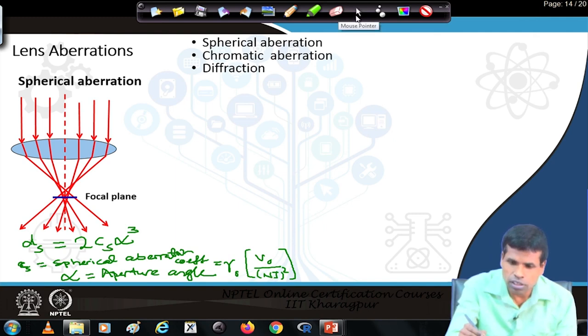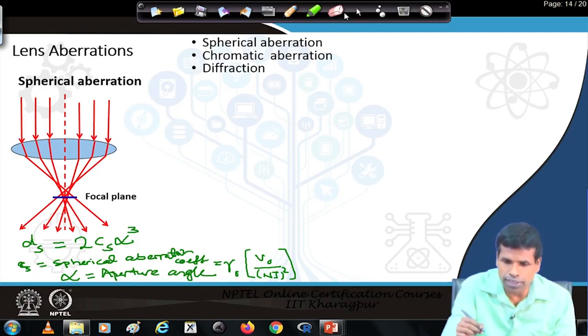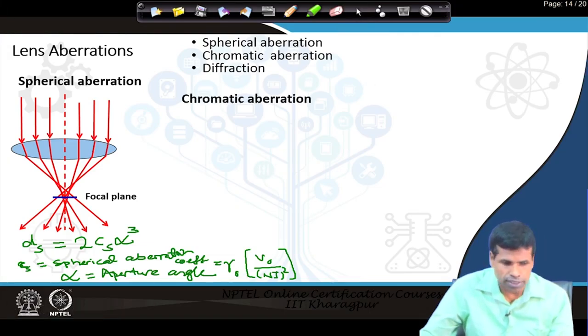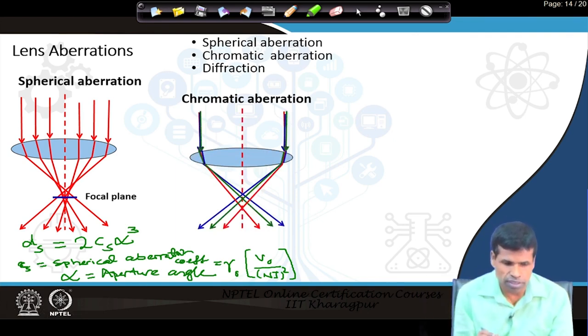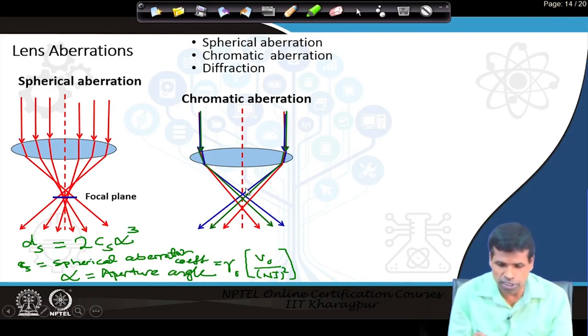Then next is chromatic aberration. Chromatic aberration is caused by the variation of energy of the light or electron incident on the lens. As you see, different colors are shown. The blue color has a smaller focal point, a small f value, compared to the red color. So, the electron beam or light passing through the lens has different energy, and therefore different focal points, and this aberration is called chromatic aberration.